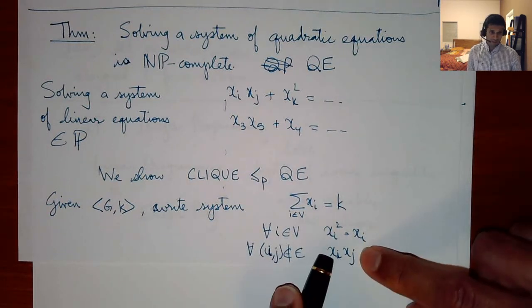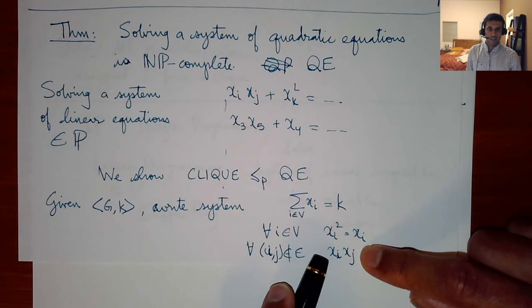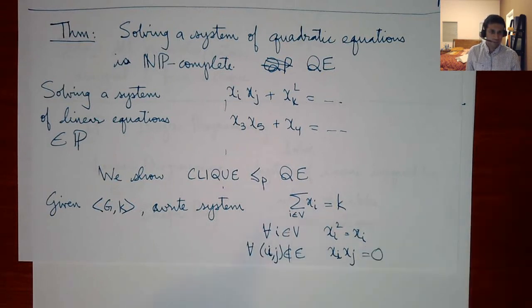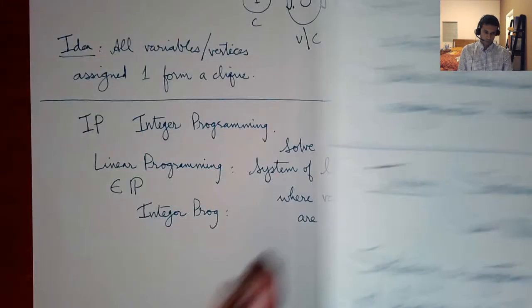Although this is a quadratic constraint, it's not a linear constraint. But what we'll show is that actually you can get all of these by linear constraints as well. You can get all of these by linear constraints. And there are multiple ways of doing this.